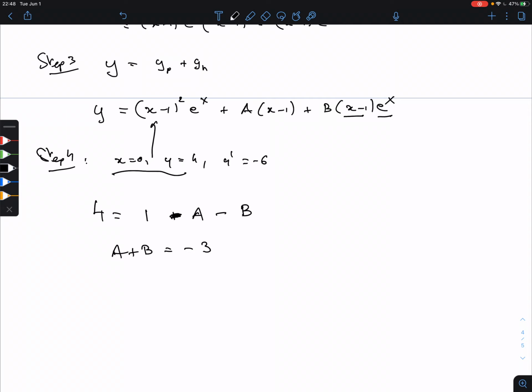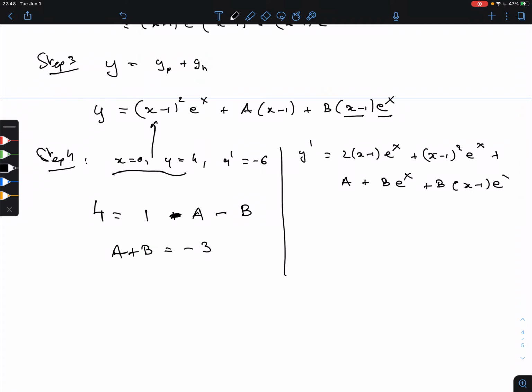So this tells me that a plus b is equal to negative 3. But what I need is y prime. It's a little bit of work. The derivative of the first factor, copy the second, plus copy the first factor. I hope everybody knows the product rule. We have been doing it so many times, you would be really lost if you don't understand it. The derivative of a, that is a, and the derivative of that one, again, is the product rule: e to the x plus b times x minus 1 e to the x.